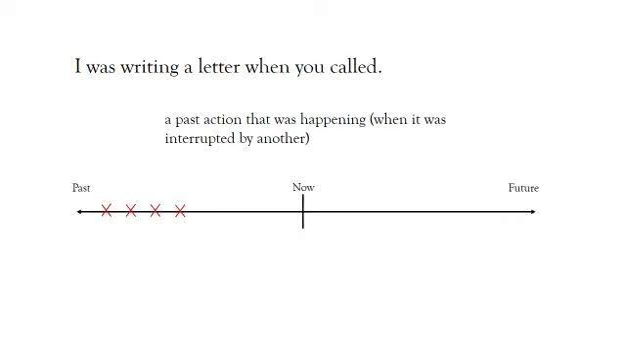Something like this on the diagram. The writing of the letter started at some point in the past and it was happening for a while and then you called. And now the focus is on the fact that the first action was happening when the second action interrupted. And this is an example for the past progressive tense. Something was progressing until something else happened.